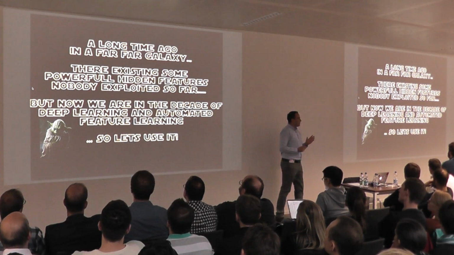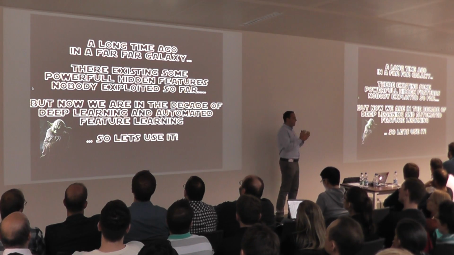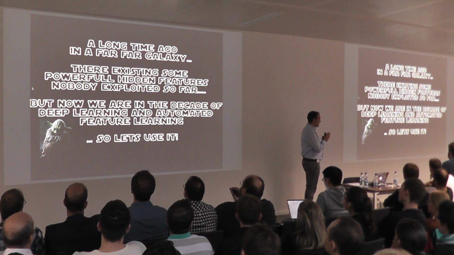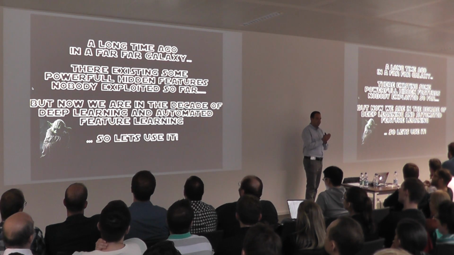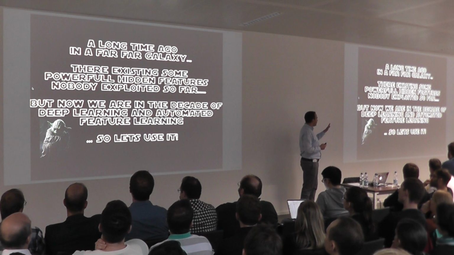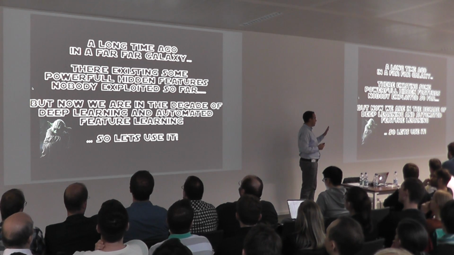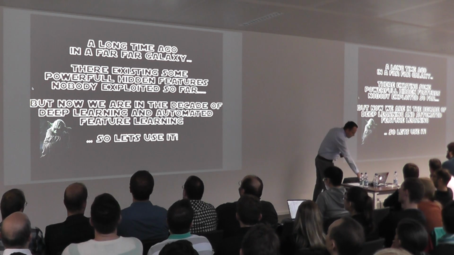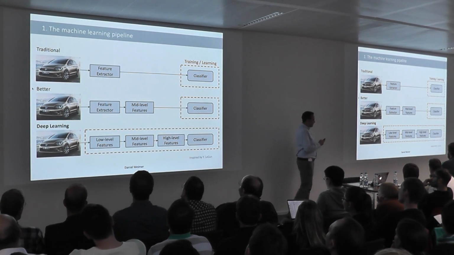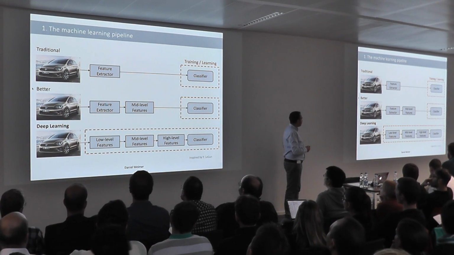But we are now in the era of deep learning. Maybe anywhere in the universe there might be a better set of features compared to the features we already have. We now have the techniques of deep learning to find these features. So let's do it. And I want to describe here why it makes absolutely sense.